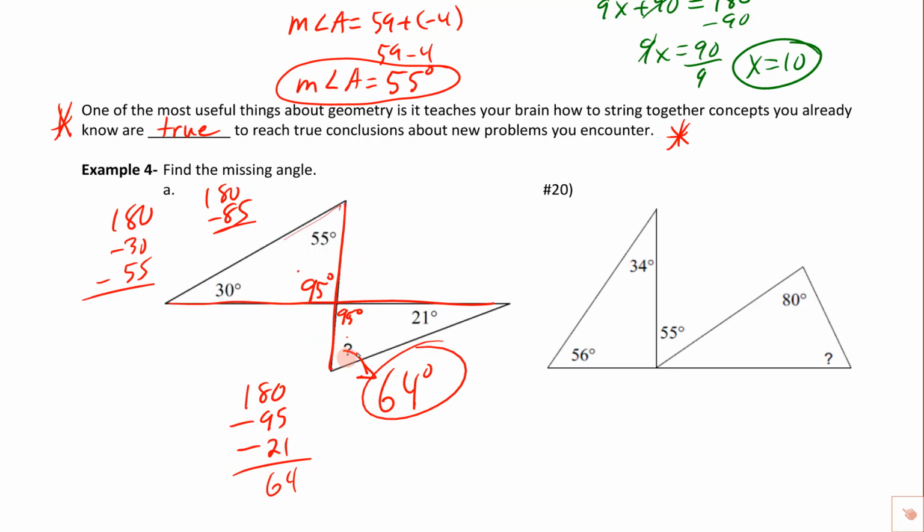Great example of we wanted to find something in this triangle, but in order to do that, I needed to string together a few things that I know about this triangle to be true, few things I know about vertical angles to be true, and we're all set for the next one.